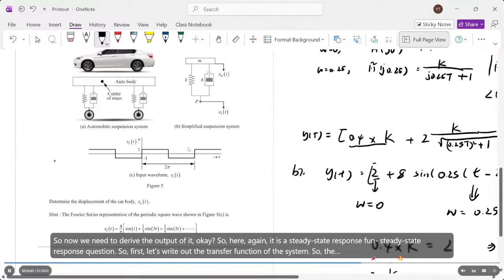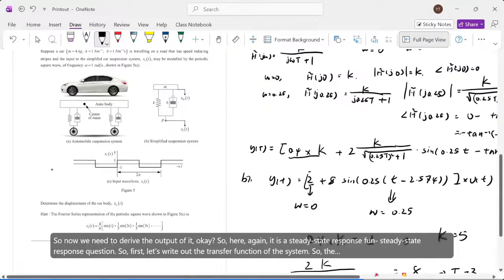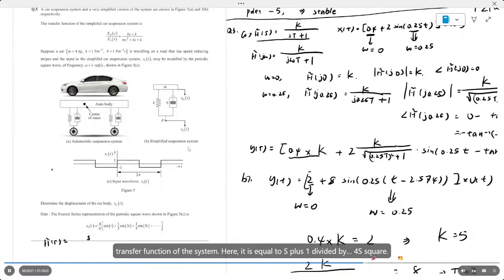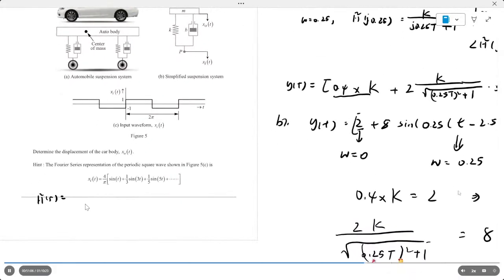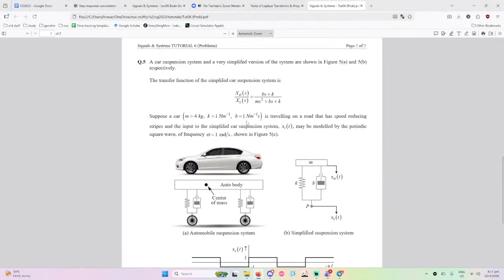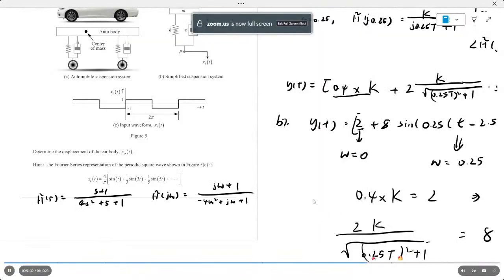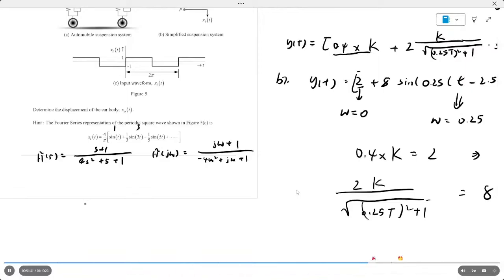Okay, so here again it is a steady state response question. So first let's write out the transfer function of the system. The transfer function of the system here is equal to (s plus 1) divided by (4s squared plus s plus 1). And then we have the frequency response, which is H(j omega) equal to (j omega plus 1) over (minus 4 omega squared plus j omega plus 1). Okay, therefore, for xi(t), we have different frequency components. We have omega equal to 1, 3, and 5, and so on.